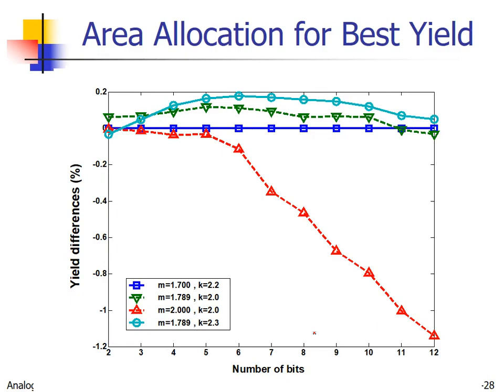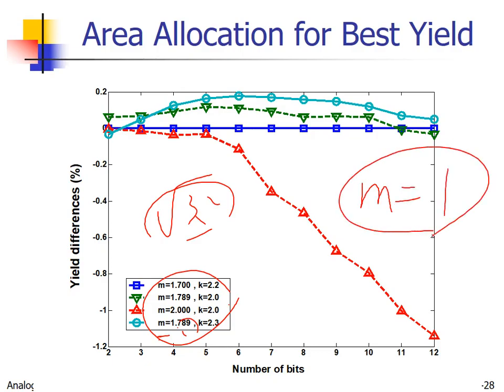Oh, sorry. If you allocate the same area for each bit, it means M equals 1, not here, okay? You can see M equals 1. 1.789, yeah, that is the square root of 3.2. We derive it. Anyway, you can see in practice, if you have M equals 1, it means everybody gets the same area, from MSB to LSB.